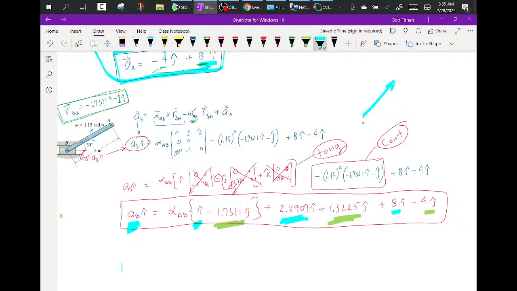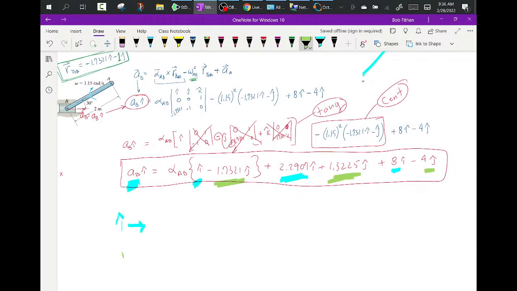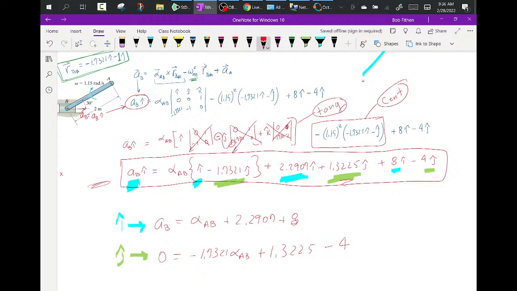And then what I'll do is I'll do my I equation here, and I'll do my J equation here because they're independent. Okay, so here's my I equation, AB, and now just grab them. Alpha AB, and I take my next blue one, which is 2.2907, and I take my last blue one, which is 8. And then I'll do the J, the green. There's nothing on the left-hand side. There's no I's over here. You get minus 1.7321 alpha AB. My next green is that one. So it's 1.3225. And then my last green one is that one.